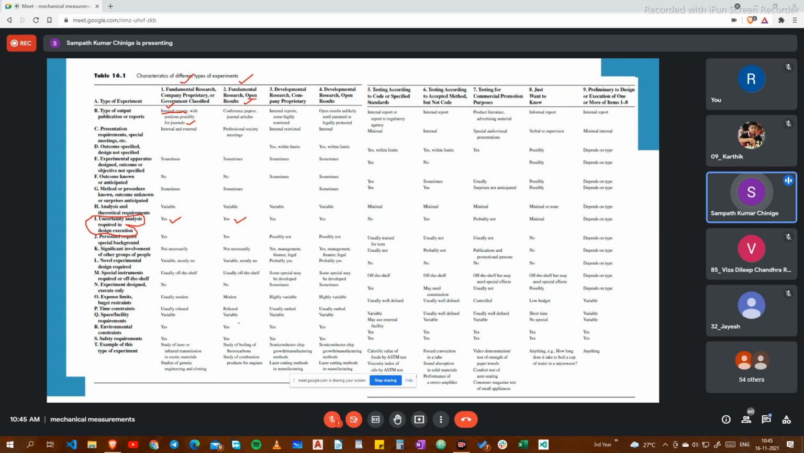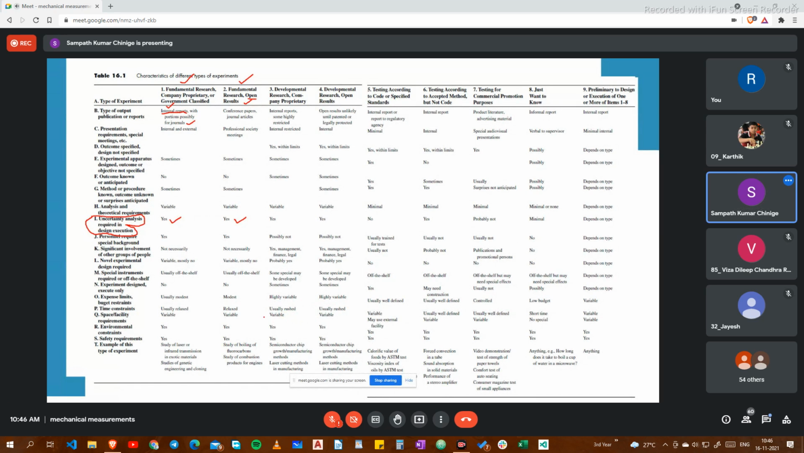Time constraints: usually rushed. They will not give you any time. That's why in industry you will feel the pressure, because time limits are always imposed on a particular experiment. You are given a particular time and you are asked to give an output the very next day.